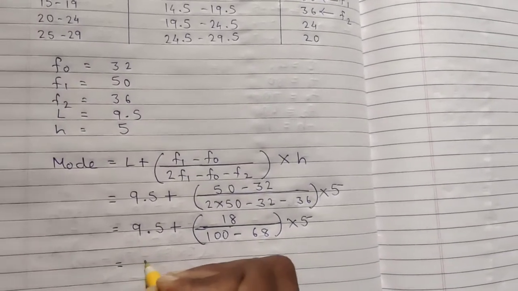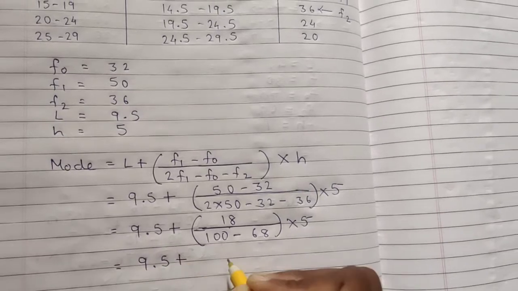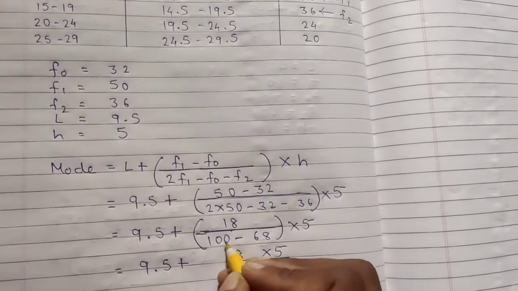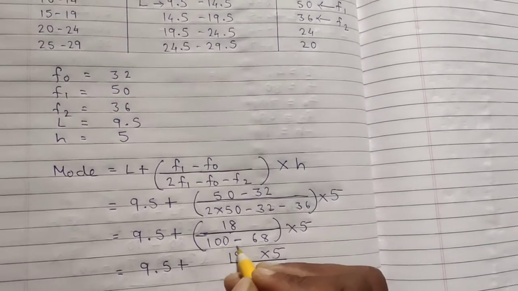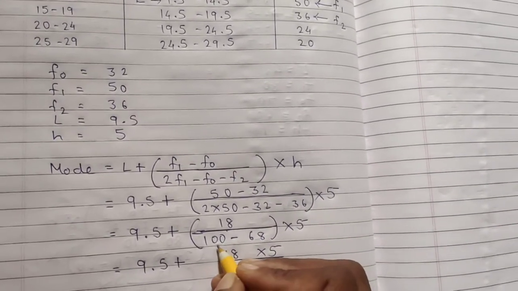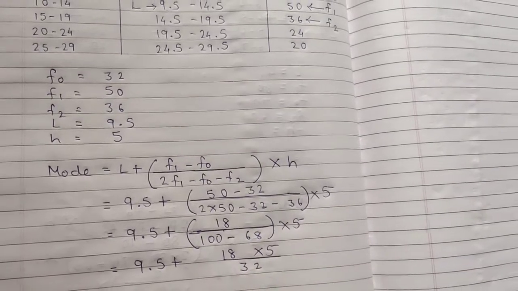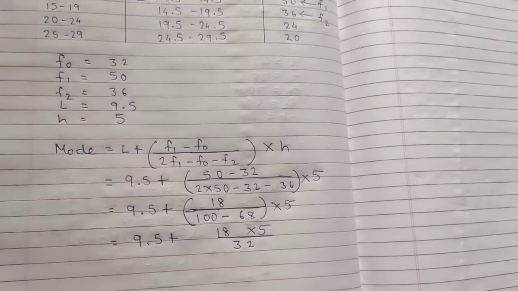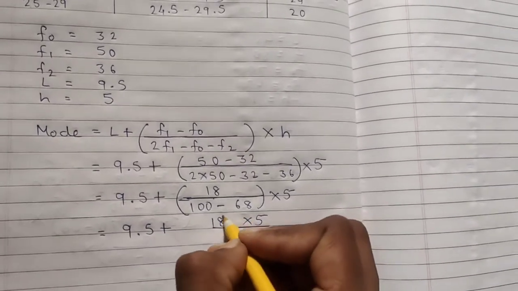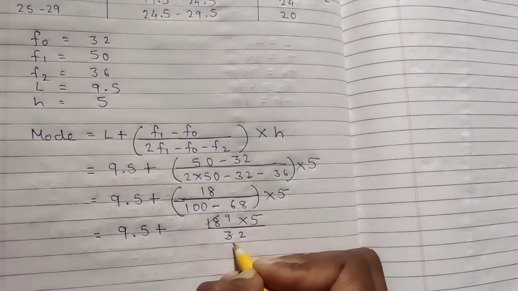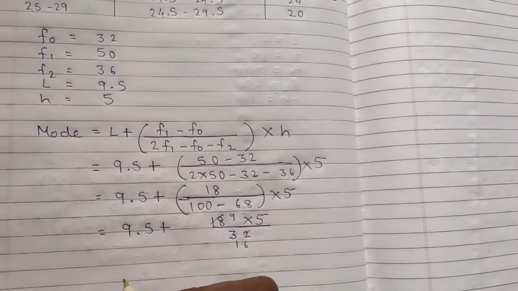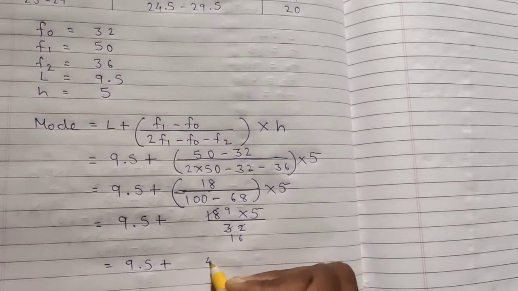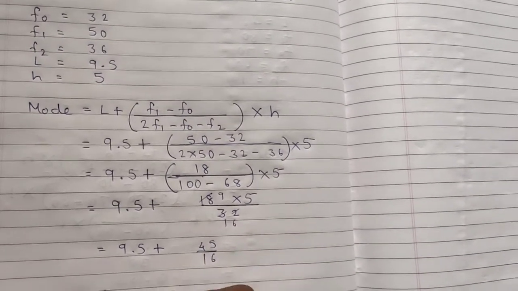Okay, now see the next step. 9.5 plus 18 into 5 upon 100 minus 68, which is 32. Now you are going to do cancellation by 2. 2 nines are 18 and 2 sixteens are 32. So finally you have here 9.5 plus 9 fives are 45 upon 16.